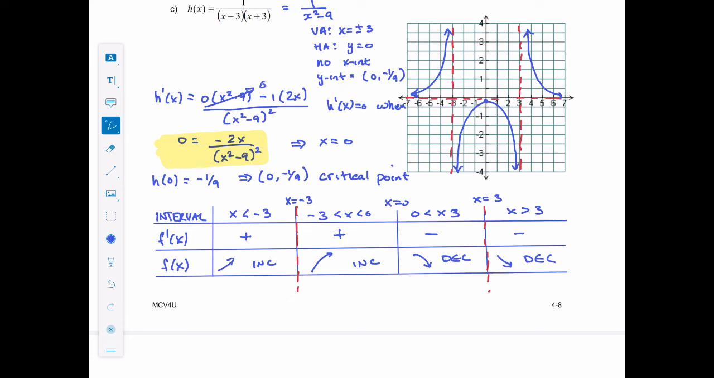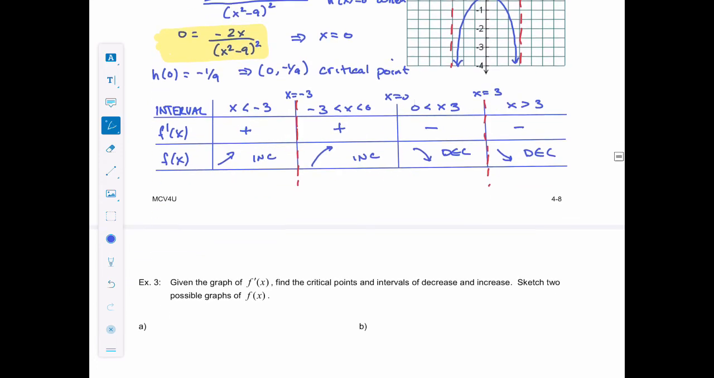And if we want more detail on the graph, we would pick some random values. For example, I'll probably solve for x equals -4, solve for its y value, maybe +4, maybe some other values in there to make it more detailed. But that's a good description of the graph.